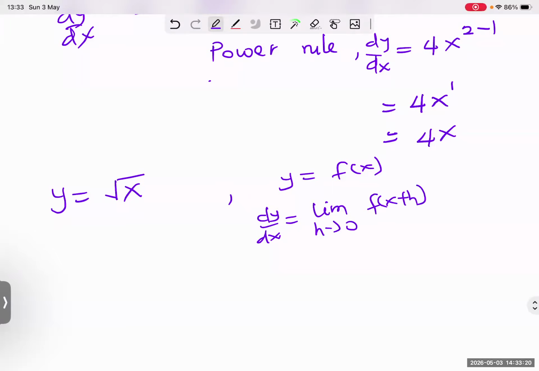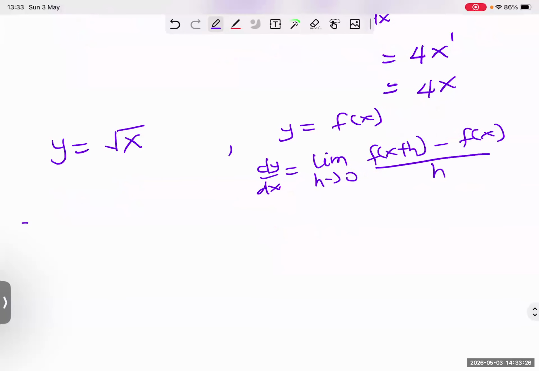f of x plus h minus f of x all over h. All right, so given that formula, our dy/dx is the limit as h approaches 0. Remember to write down this part. We go to the function. Wherever we see x, remove the x and put x plus h. So for the first part, we are going to have square root of x plus h.